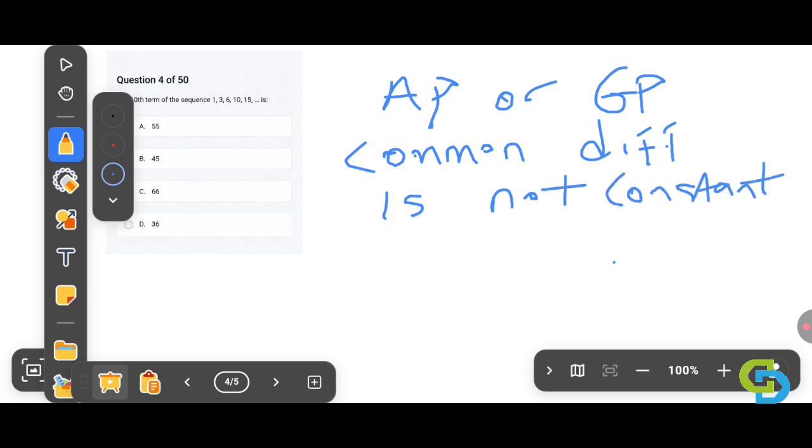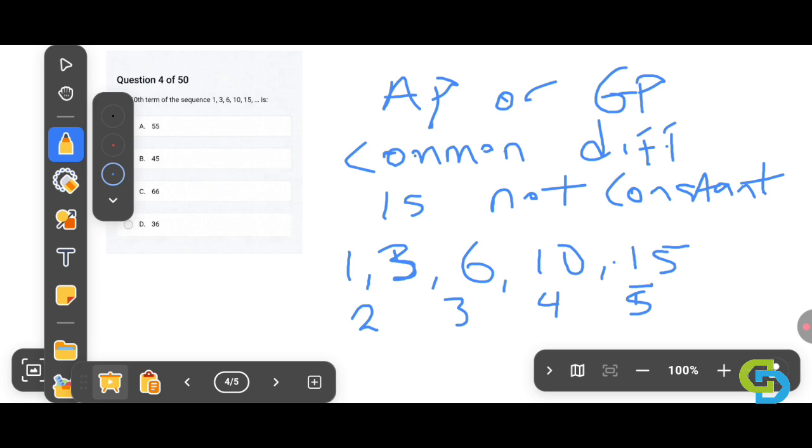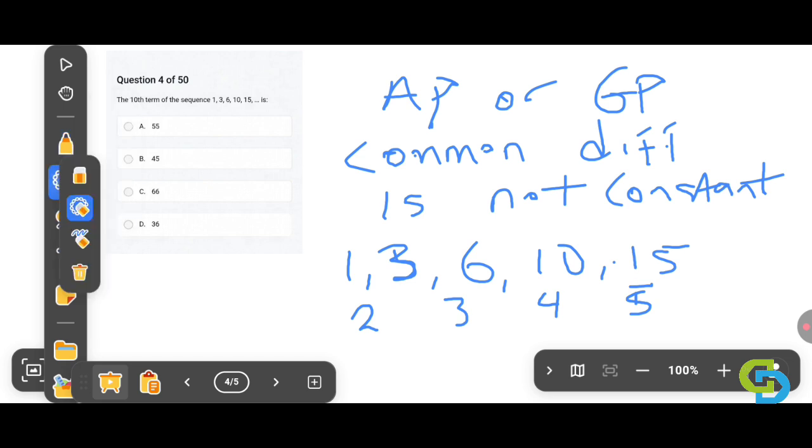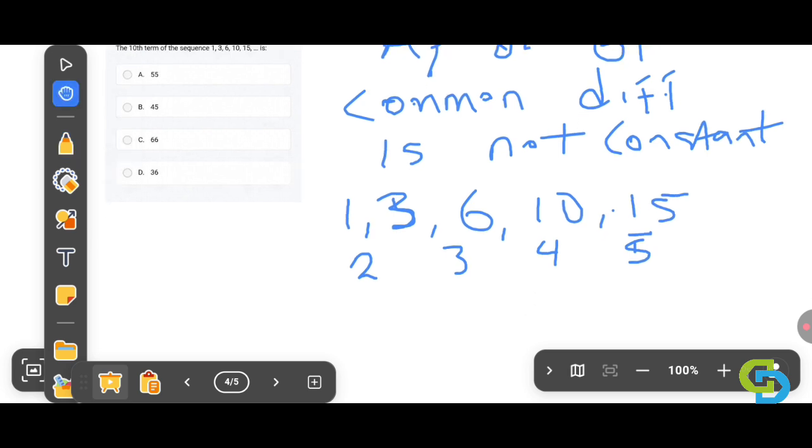Now, what do I mean? The common difference is not constant. Why? You see, we have 1, we have 3, right? From 1 to 3, it is 2. But then we see the next is 6, so 3 was added. The next one is 10, so it has become 4. So this one is 2, this one is 3, this one has become 4. As you keep on moving, it reaches 15, it becomes 5, right? So the values of the common difference are not constant. So we can't use AP or GP.